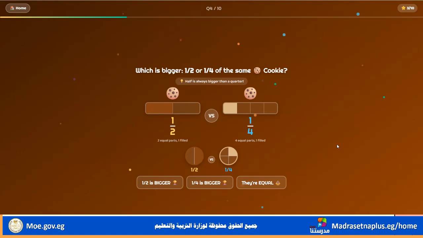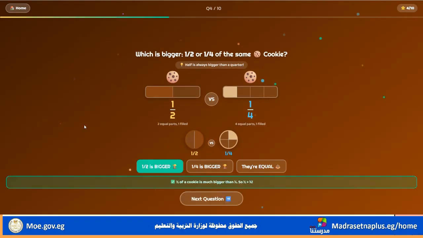Which is bigger, half or 4th of the same cookie? On the left, you can see 1/2. On the right, you can see 1/4. Okay, which is bigger, 1/2 or 1/4? Which one do you prefer to get? Half or 4th? Yes, I prefer half. Why? Half is bigger. So just click on half. Yes, 1/2 is bigger than 1/4.